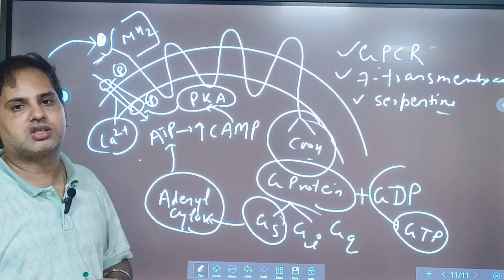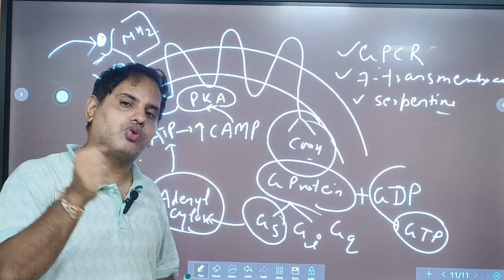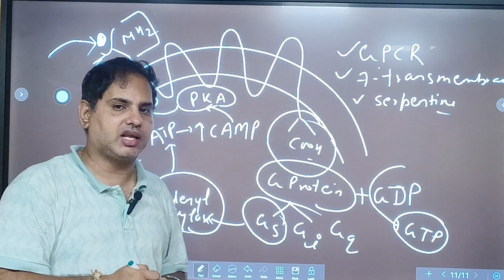So this drug is an ionotropic agent. Ionotropic agents are those which increase the force of contraction of the ventricle. So that is the mechanism.